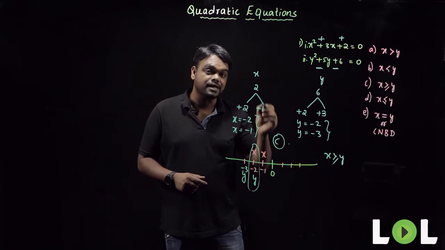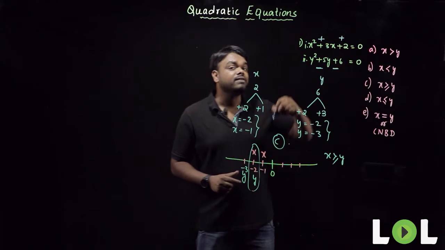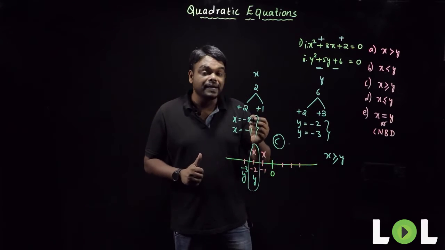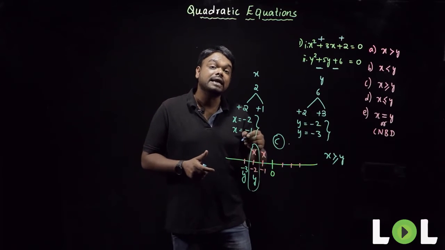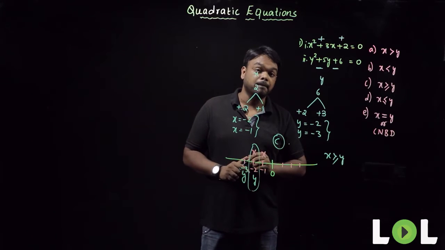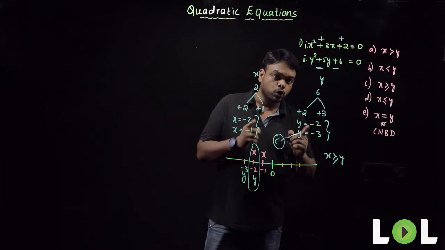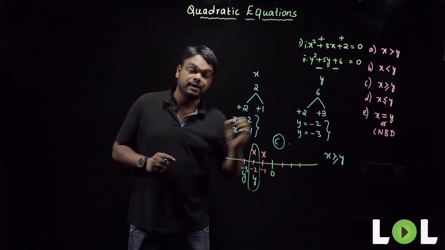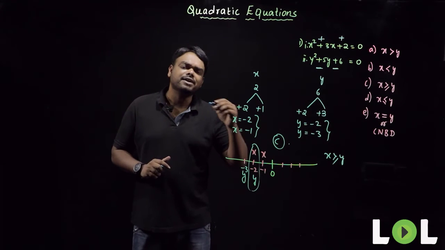Can we directly tell the answer? No. You must calculate the roots. When can we directly tell the answer using the signs? If one is completely positive, positive, and one is completely negative, negative, then we can directly tell x is greater than y. But if not, you must always calculate the roots. See, 99% of the cases, you will have to calculate the roots. Right? So, which are the exceptions that you will be seeing in the other problems.